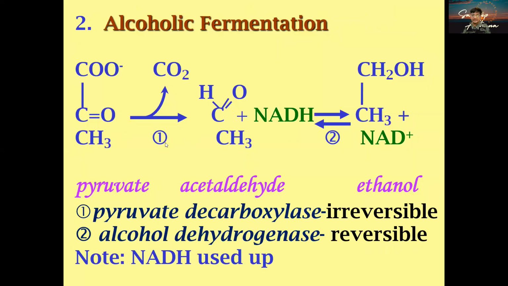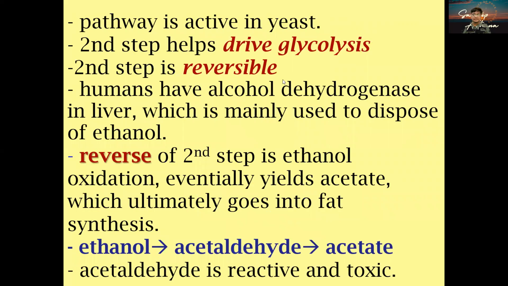Alcoholic fermentation. Here the pyruvate will be converted first into acetaldehyde, and then NADH is going to be used over here, and ethanol is going to be produced. So the first step is going to be irreversible, and the second step is going to be reversible, and again the NADH which has been locked over here will be set free. This pathway is active in yeast, and the second step helps drive glycolysis. In humans, we have alcohol dehydrogenase in the liver, so it is mainly used for the disposal of ethanol.